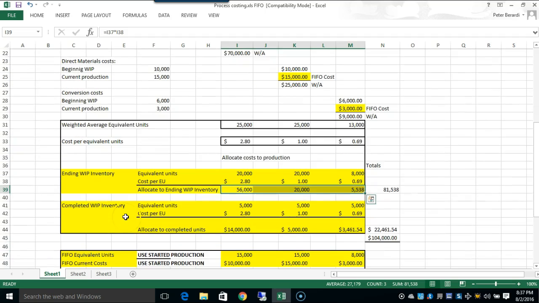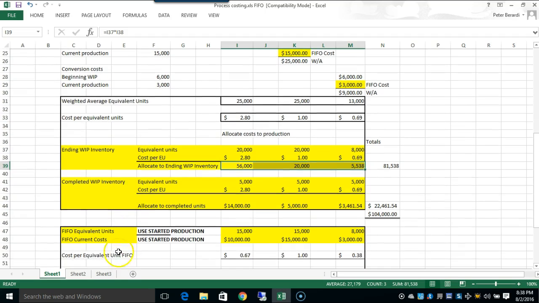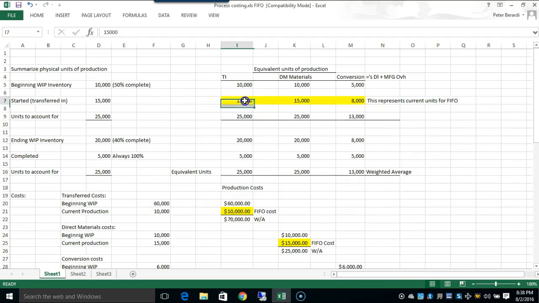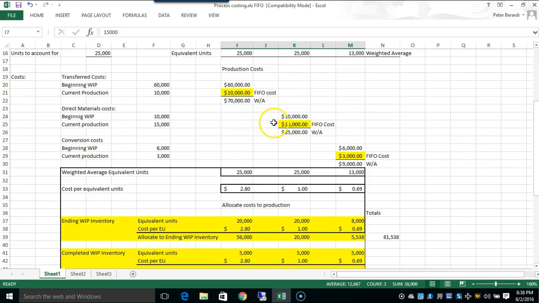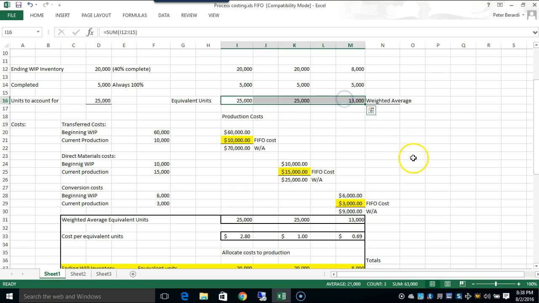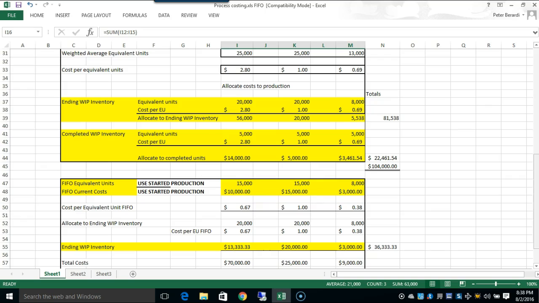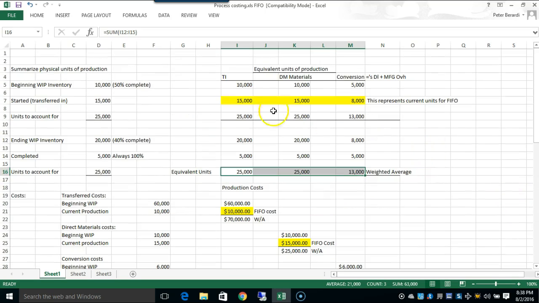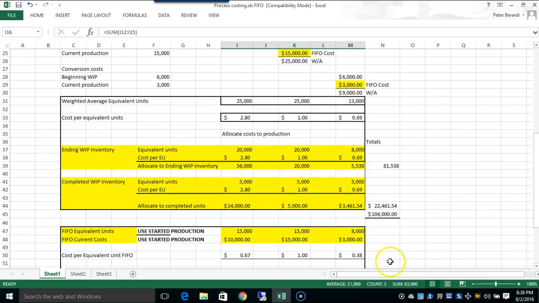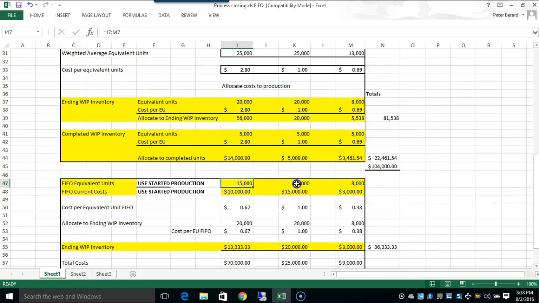So let's go to FIFO, and FIFO is basically similar, except we're going to figure out the FIFO equivalent units, but they've been figured out for us. You figured it out when you did the plug. So instead of using the total equivalent units, the FIFO is your current production, which is right here. So take those numbers and line them up under transferred in, direct materials, and conversion costs.